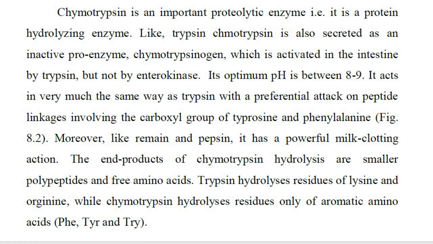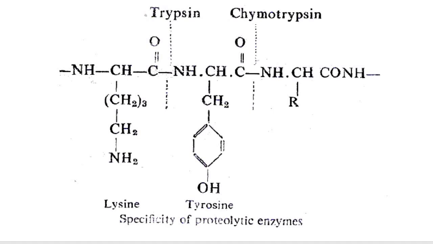It acts in the same way as trypsin, which preferentially attacks peptide linkages involving the carboxyl groups of tyrosine and phenylalanine. Moreover, like rennin and pepsin, it has a powerful milk clotting action. The end products of chymotrypsin hydrolysis are smaller polypeptides and free amino acids. Trypsin hydrolyzes residues of lysine and arginine, while chymotrypsin hydrolyzes residues only of aromatic amino acids. So look here at the scheme: lysine and tyrosine, the specificity of proteolytic enzymes.